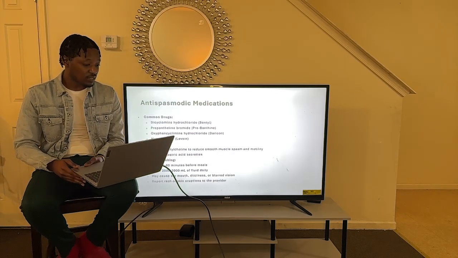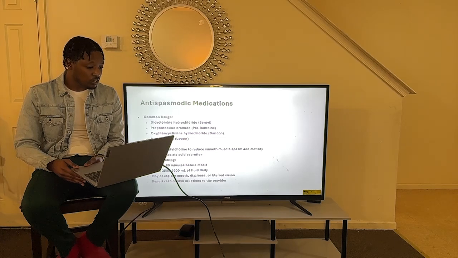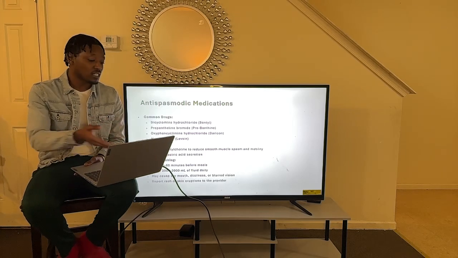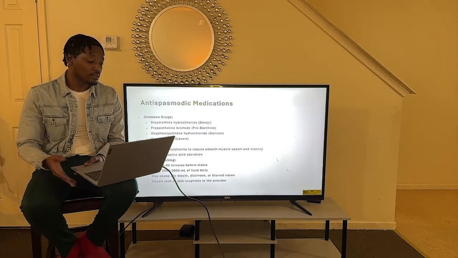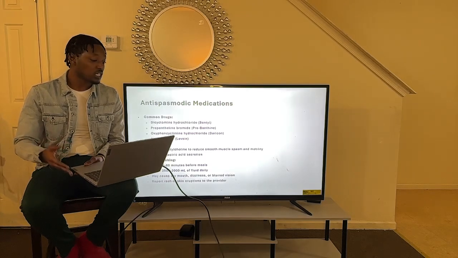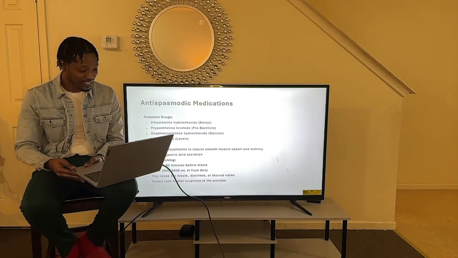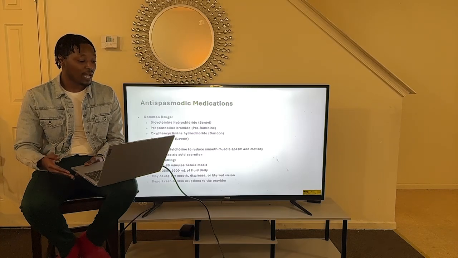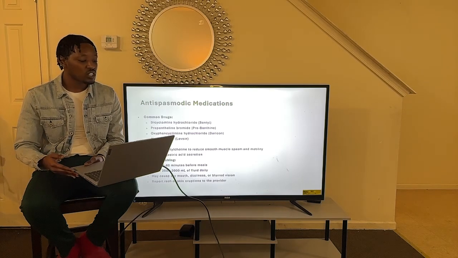Antispasmodic medications. The common drugs include dicyclomine hydrochloride, which is your Bentyl, and all of these other listed meds that y'all can see. They have very long names that I'm not about to say and continuously keep trying to pronounce. The actions of these antispasmodic medications is to block acetylcholine to reduce smooth muscle spasm and motility, and also inhibit gastric acid secretion.